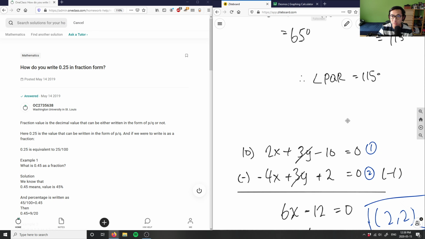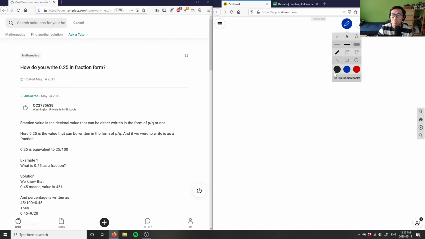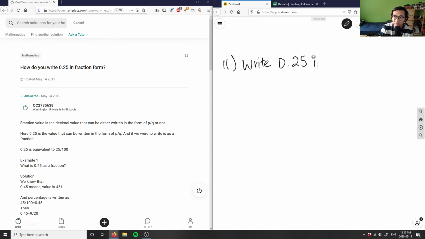And finally, question 11. Question 11, I have, how do you write 0.25 in fraction form? So again, I want to convert this decimal into a fraction.